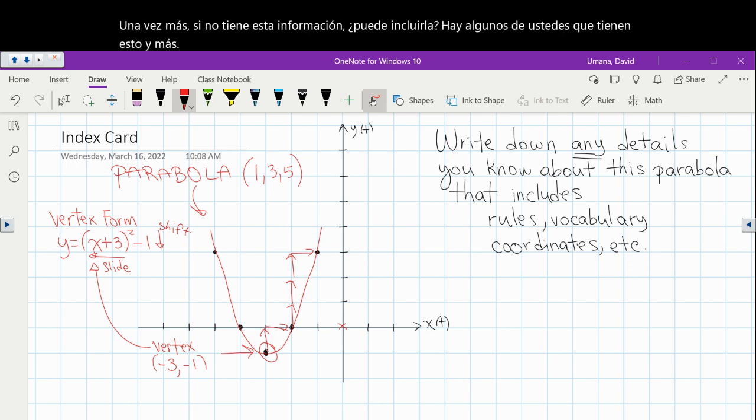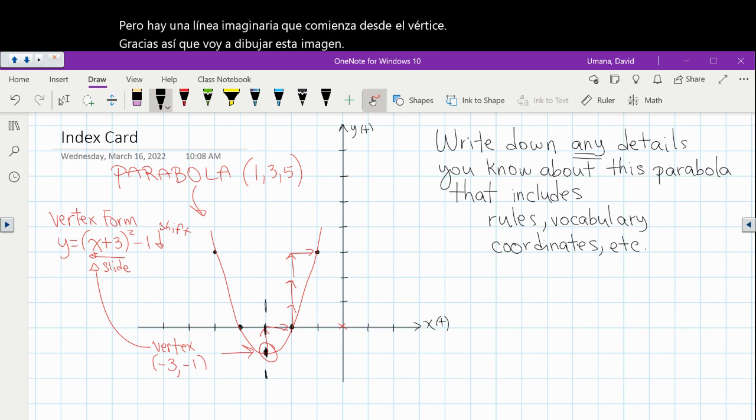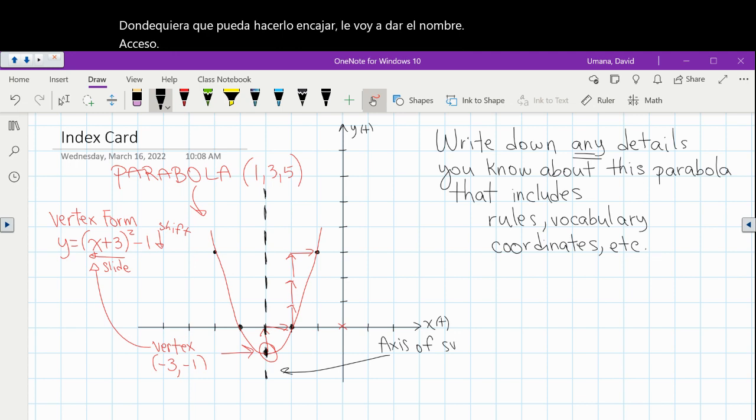Next thing, we talked about this piece of it last week, and we talked about it a lot in the past. But there's this imaginary line that starts from the vertex. So I'm going to draw this image, as high as I can go. And that little broken line that's going right down the middle, wherever I can make it fit, I'm going to give it the name Axis of Symmetry.